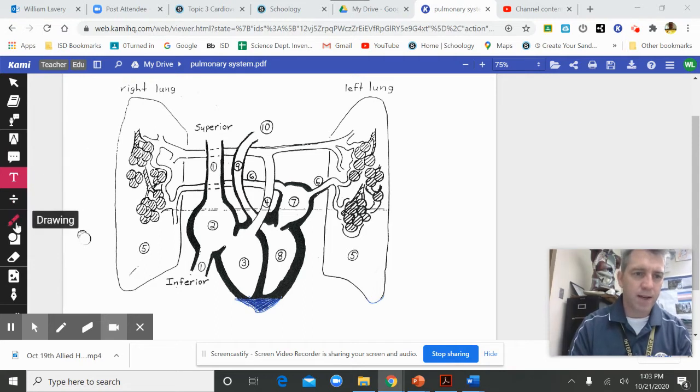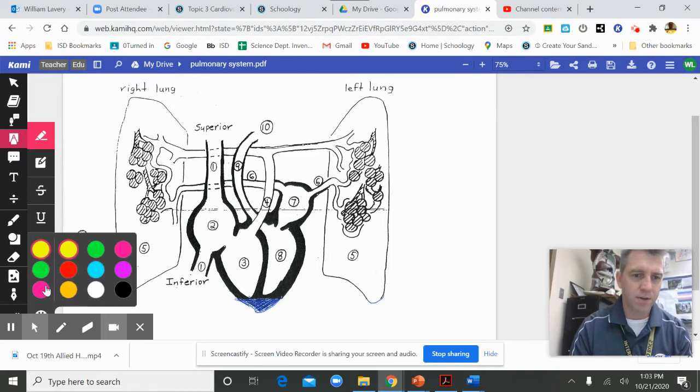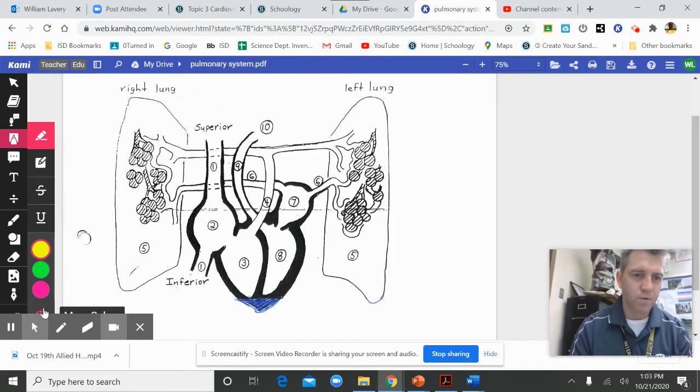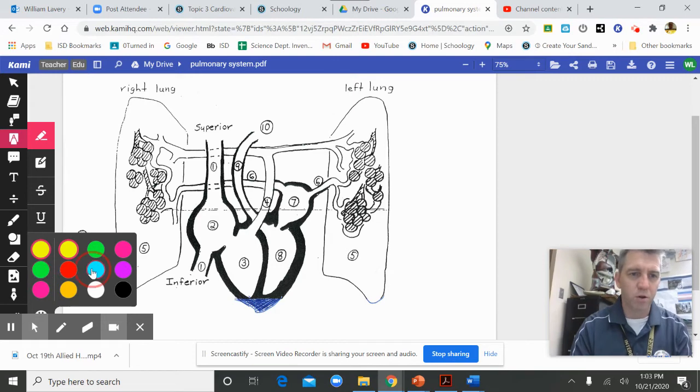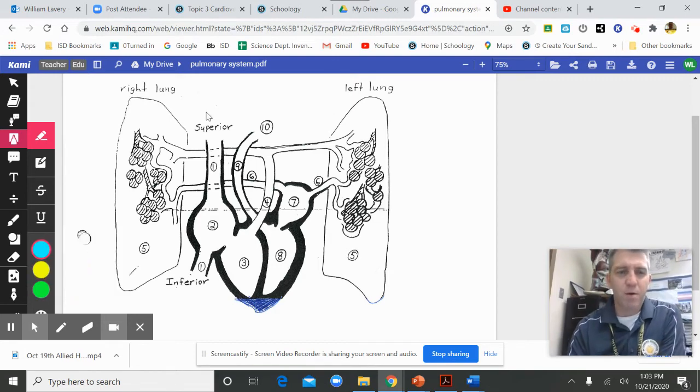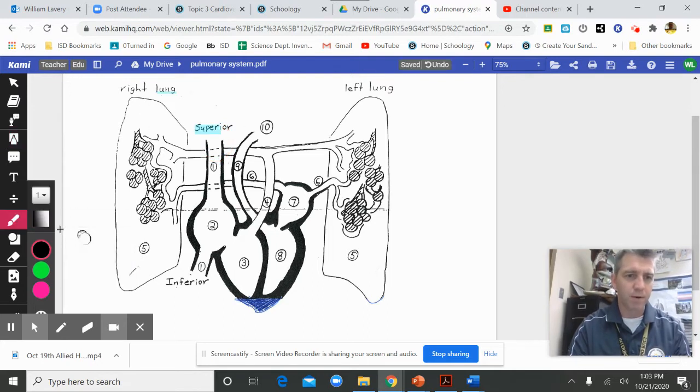And I'm going to get a highlighter, and I'm going to take us through. I want a different color. We're going to use blue. Why we're going to use blue is so that way we're going to show deoxygenated blood. So when deoxygenated blood comes through, all right, here we go, blue. So on the right side of the heart, it has to deal with deoxygenated blood. So we use the blue color to show that it's deoxygenated.